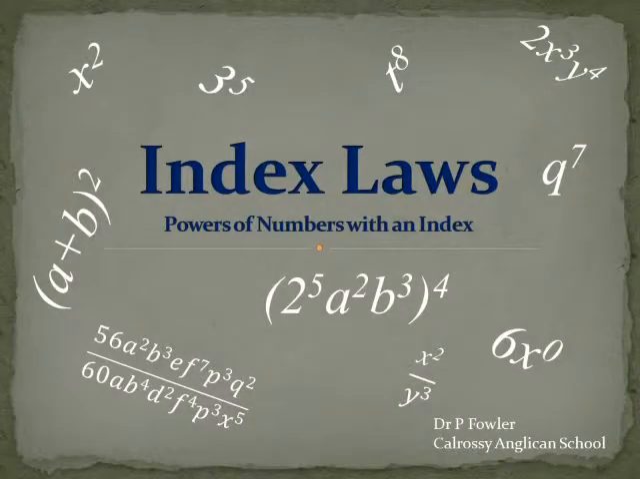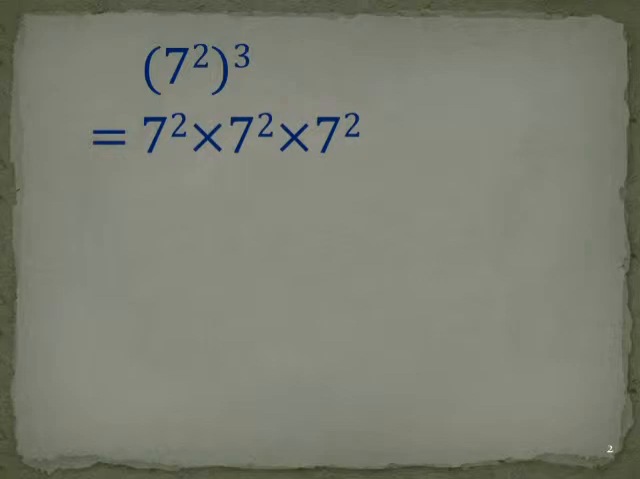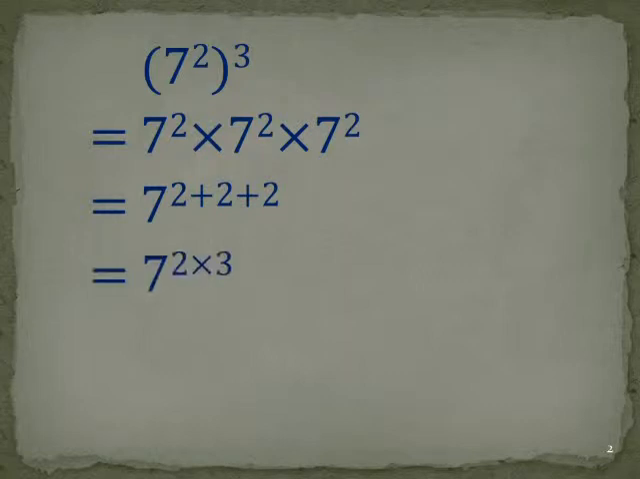In this examination of index laws, we're going to look at what happens when you have a number which already has an index with another index. So for example, let's take a look at 7 squared all to the power of 3. This is 7 squared times 7 squared times 7 squared, expanding only to just one level. Using our multiplication index law, this is 7 to the power of 2 plus 2 plus 2, which is 7 to the power of 2 times 3, which is 7 to the power of 6.